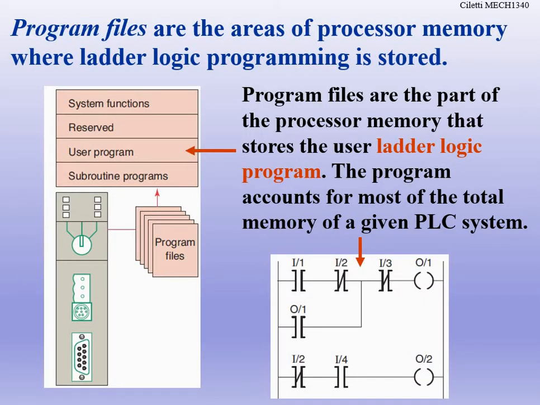So when we talk about our program files, they're in the processor memory, and that's where we store the ladder logic. The program files are in the processor memory, but they're on the SD card with what we are programming. So we can take an SD card out of one PLC, walk over and put it into the other PLC, and everything should work accordingly. It shouldn't be too big of a deal. But that's where they're stored.